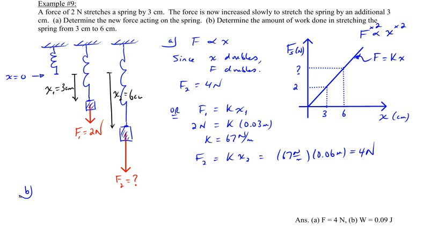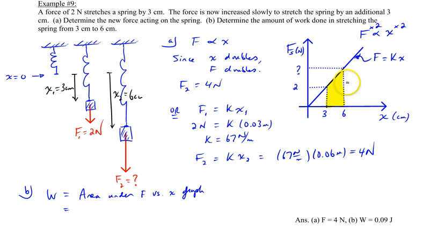Okay, let's go on to part B now. To find the amount of work done in stretching the spring, you could take a graphical approach. Since we've got a graph here, you could find the work done by finding the area under the force versus displacement graph. Actually, it would be finding the area from the initial position to the final position. Let me shade in that area here.